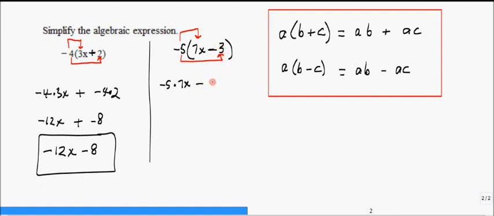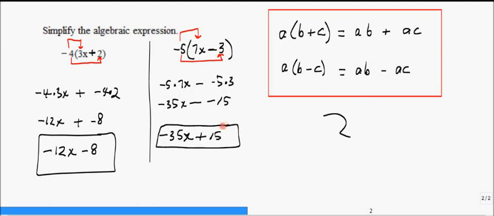So now I'm going to take negative 5 times 3. So negative 35x, when I multiply these two together, subtract negative 5 times a positive 3 is a negative 15. Well, we don't want to leave that double negative. So instead of saying negative 35x minus a negative 15, we want to write this as negative 35x plus 15. And that's the simplified version.